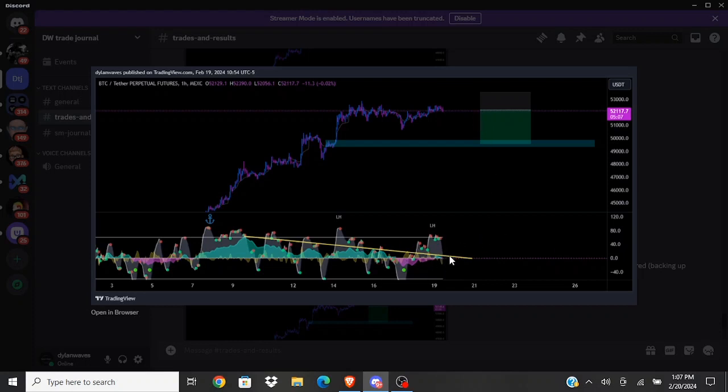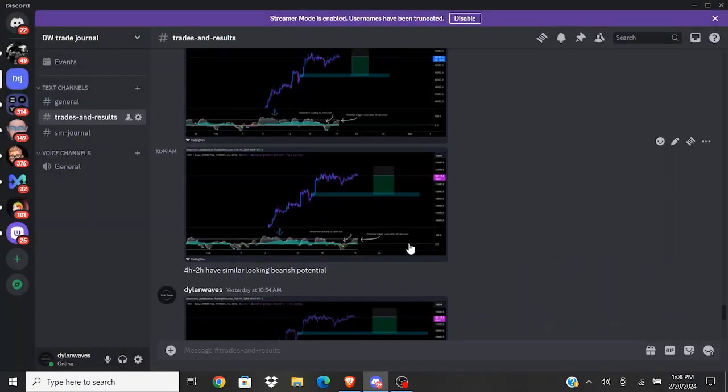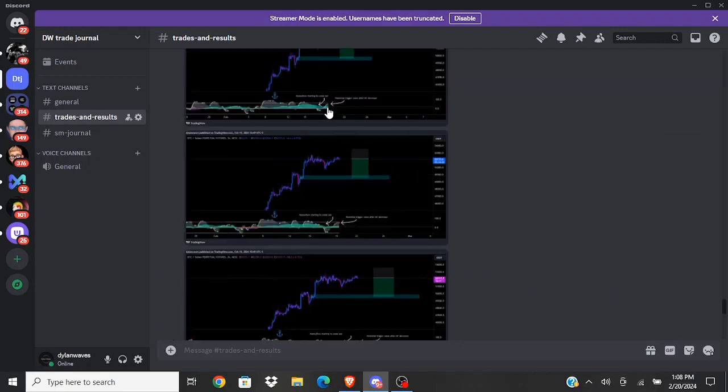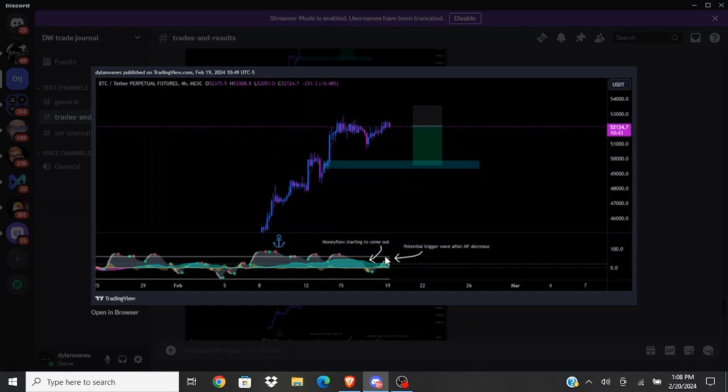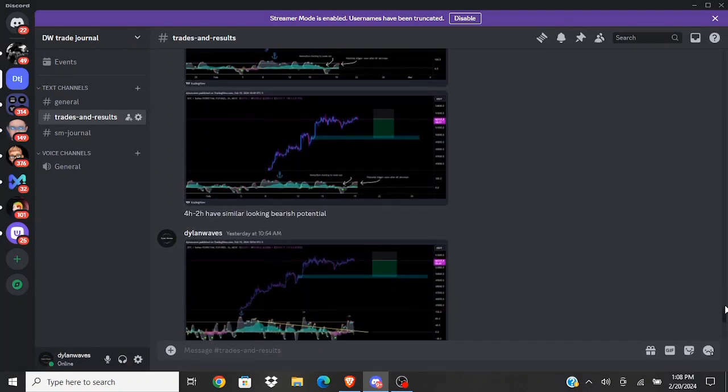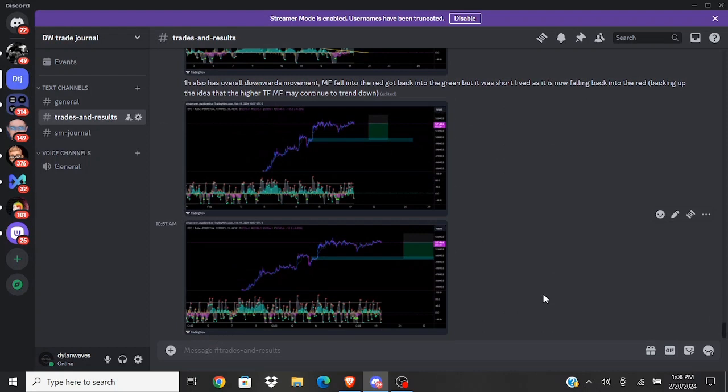So this was one of the kind of lower time frame signals that made me more interested in taking this trade. It kind of backed up the idea of the higher time frames continuing to play out with bearishness, and the fact that we saw that on the 1 hour, as the 4 hour was potentially about to print a trigger wave after money flow started coming out. That 1 hour played into my idea well, and definitely played a part into why I entered this trade.